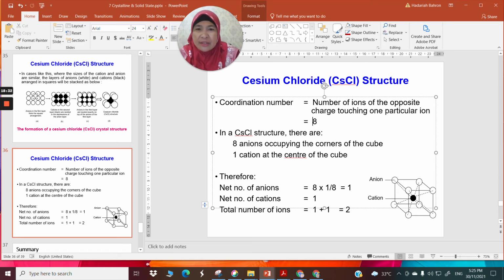For the cesium chloride structure, there are 8 anions occupying the corners of the cube. There is 1 cation at the center of the cube. So it's really very simple to calculate. Anions: 8 times 1/8 equals 1. Cations is simply 1. So the number of ions is 1 anion to 1 cation. It's still a 1 to 1 ratio. So you have your zinc blende, you have your rock salt, and you have your cesium chloride structure.